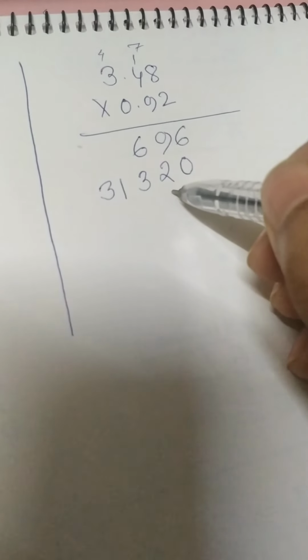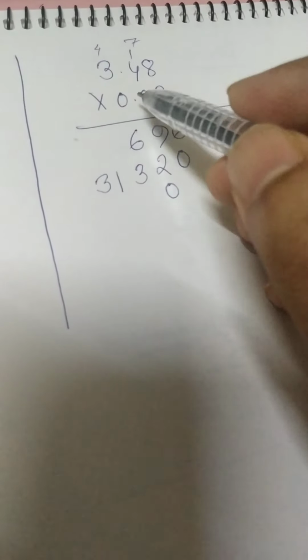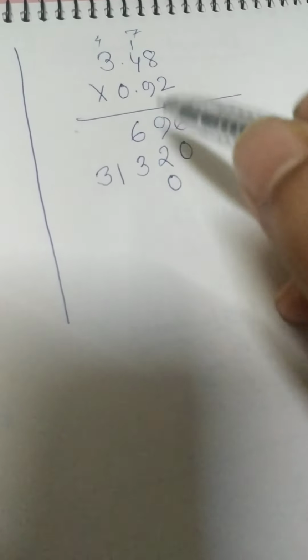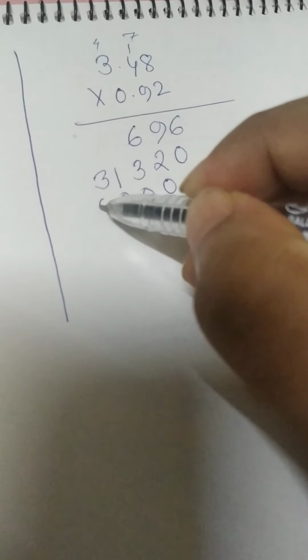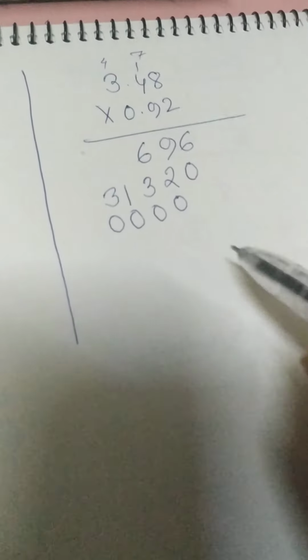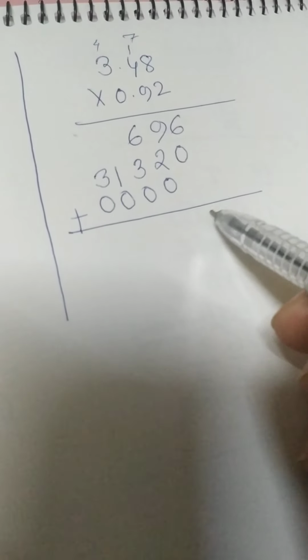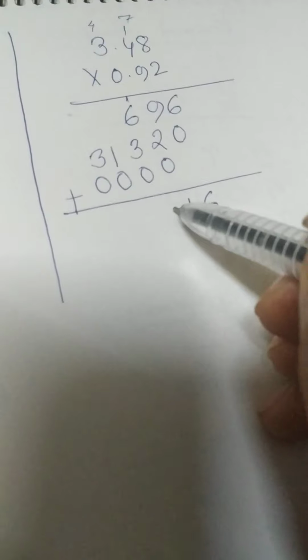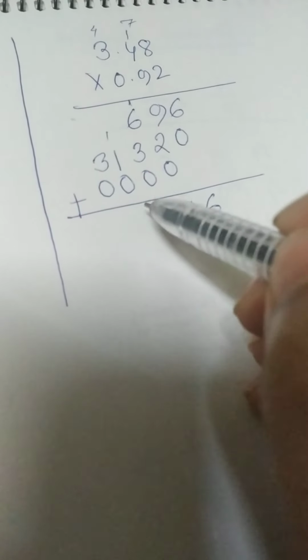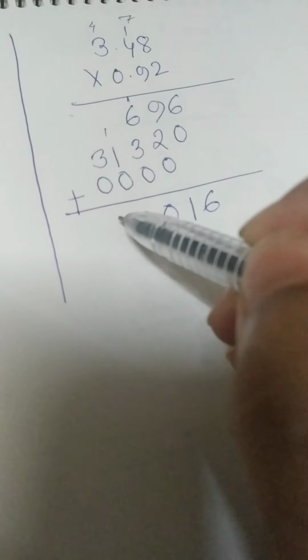Next we put another 0 over here, then 0 into all the whole number is 0, so 0, 0 and 0. Got it? So we now add all of them. 6 plus 0 is 6, 9 plus 2 is 11, 6 plus 1 is 7, 7 plus 3 is 10, 1 carry 1, 1, 2 and 3.